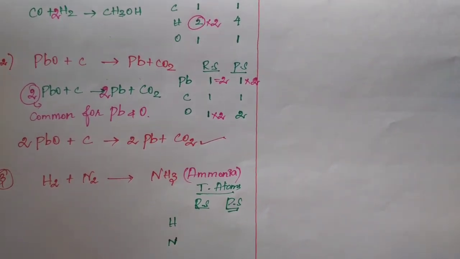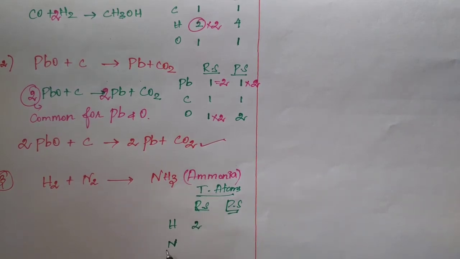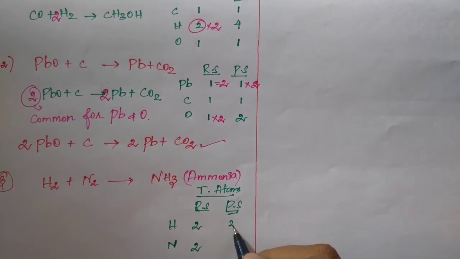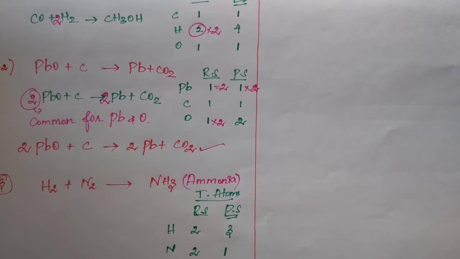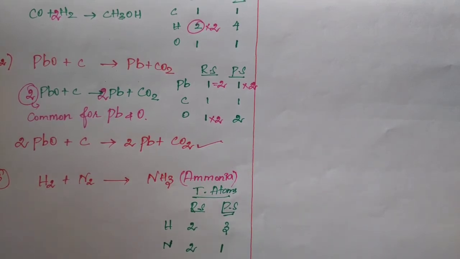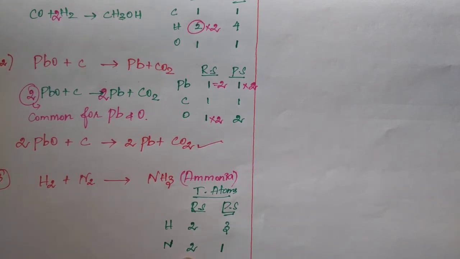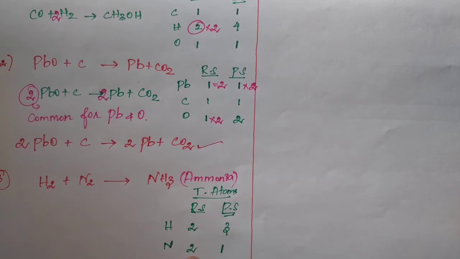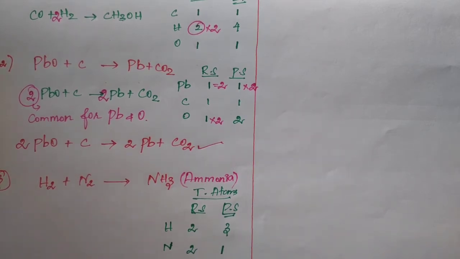Hydrogen reactant side 2, nitrogen also reactant side 2. And product side, hydrogen 3, nitrogen 1. So both the atoms are not balanced, students. First you have to multiply, which is the easy step, here 2 to 3. This is an even number, this is an odd number. So here 2, 1. You can convert this 1 to 2. The first easy step is that you have to choose nitrogen.